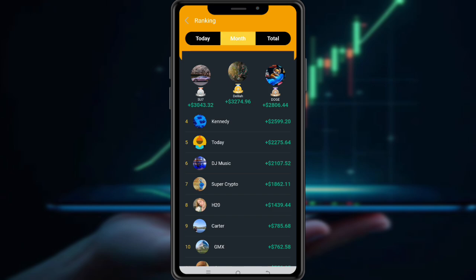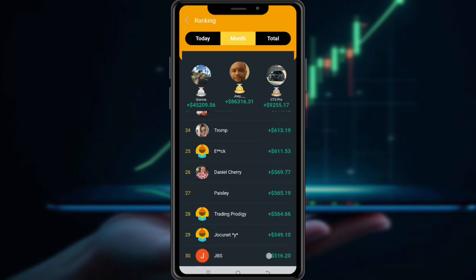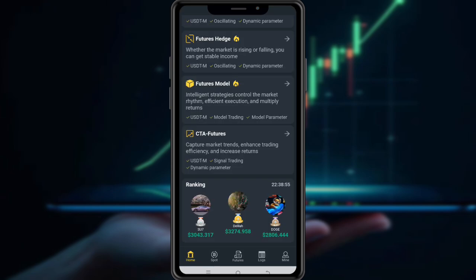Now, if we come and click on the monthly here, you can see that in 1 month, this person here has made $86,316.31. Then the last person has made $516. So that is how it is.